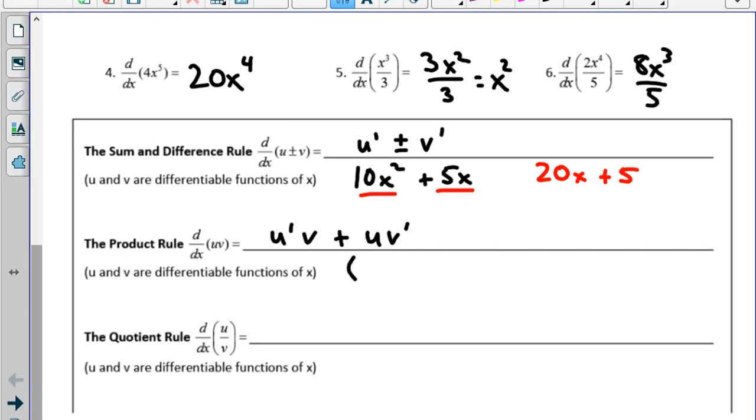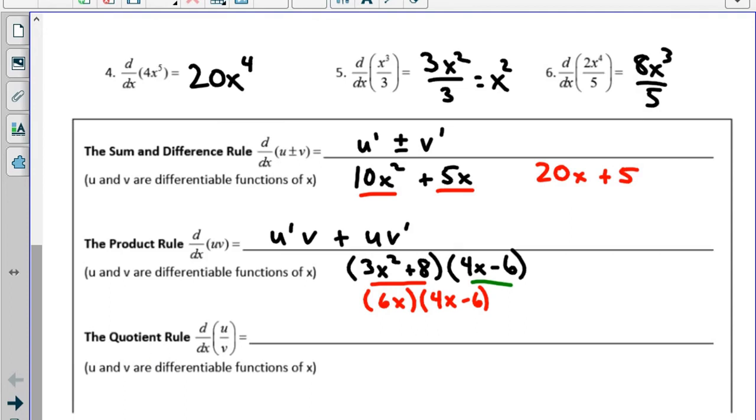Here's a quick example. If I have a function 3x squared plus 8 times 4x minus 6, and I want to take the derivative of that, what I'm going to do is take the derivative of the first part, which would be 6x, and then I'm going to multiply that by the second part, 4x minus 6, and then I will add that to the derivative of the second part, which is 4, times the first, so 3x squared plus 8. That's called the product rule.